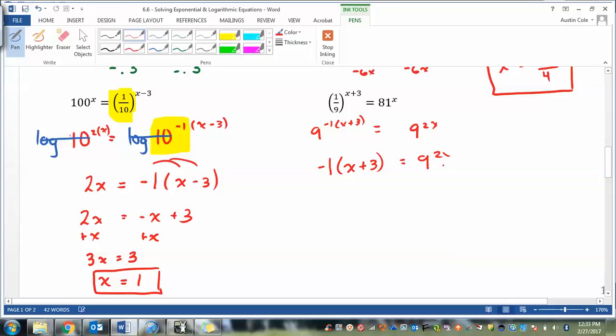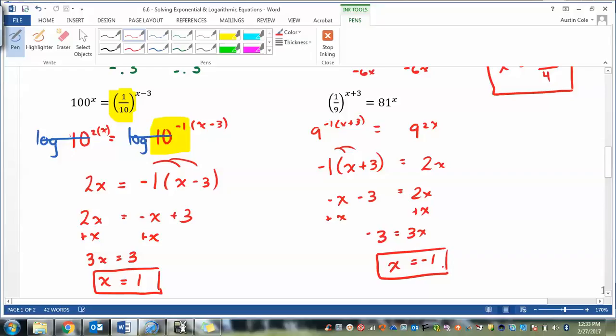Very similar to the last one. Excuse me, this is just going to be 2x. Distribute here and get negative x minus 3 equals 2x. I can add x on both sides. Negative 3 is going to equal 3x. And x equals, you guys get negative 1 there? Yep. Questions there?